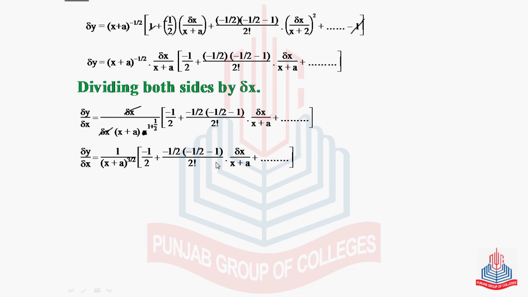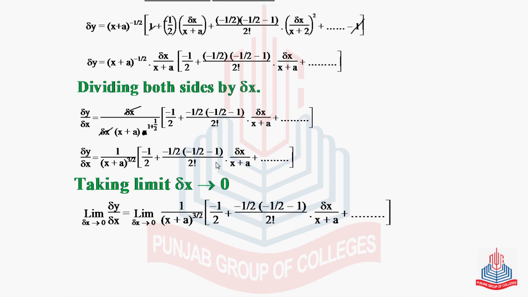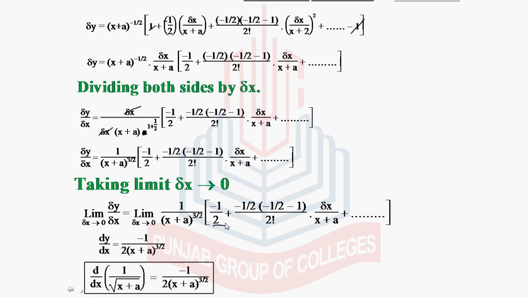Taking the limit as delta x approaches 0 of delta y by delta x, and applying the limit also on the right hand side. So the left side will become dy by dx, and after applying the limit as delta x approaches 0, all the terms will become 0 except the first term, which is minus 1 by 2 multiplied by 1 over x plus a raised to the power 3 by 2. This will become the differentiation of the given function, which is 1 over the square root of x plus a, and the right side represents the derivative of this function, which is minus 1 by 2 times x plus a raised to the power 3 by 2.